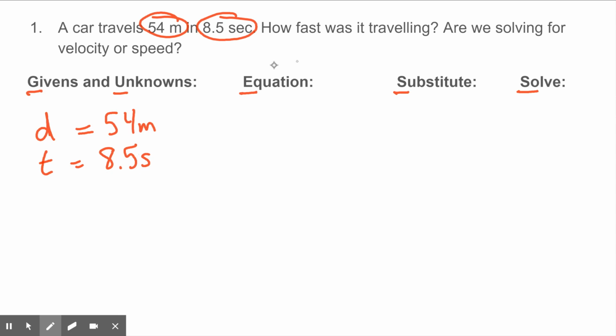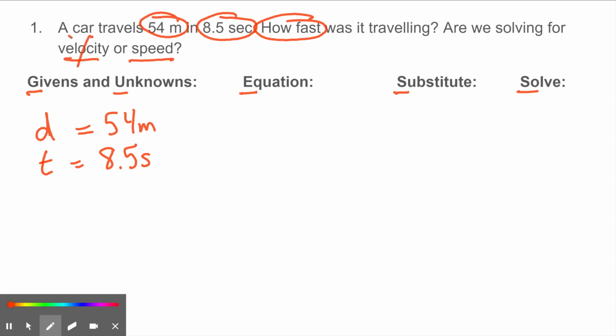Now, our unknown is either going to be velocity or speed. It says how fast was it traveling, and both velocity and speed have how fast as part of them. But to have velocity, we would need a direction. And does it tell us which way it's traveling? Does it say northeast, south, or west? Does it say positive or negative or forward or backwards? No. So we cannot solve for velocity. Our unknown is speed.